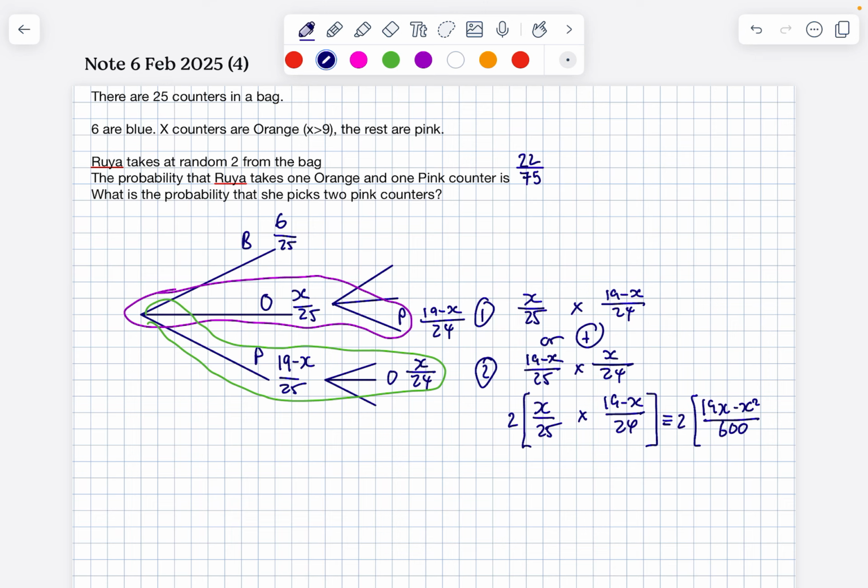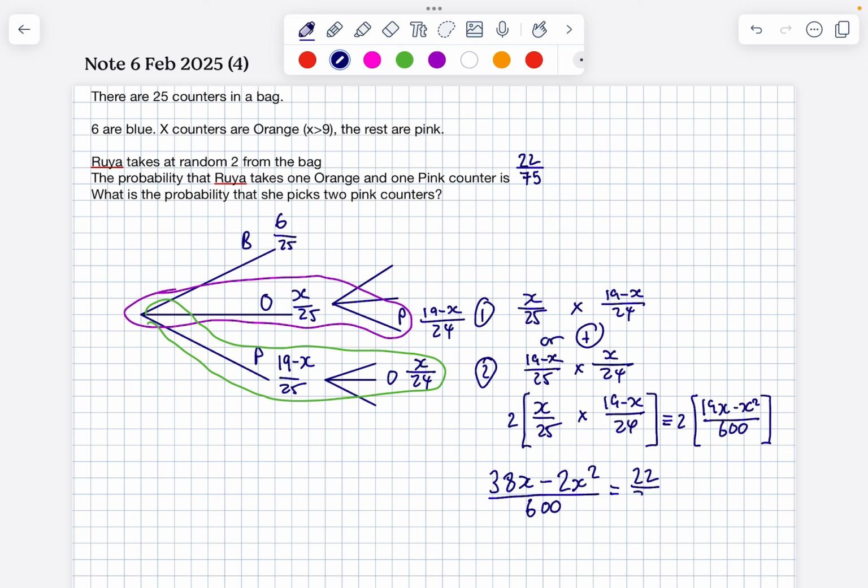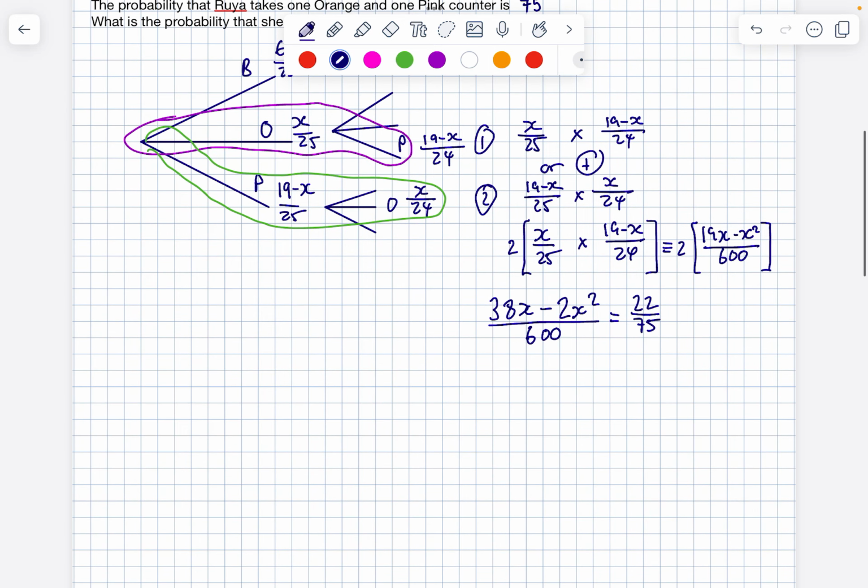And now I'm just going to multiply that by 2. So then I've got 38x minus 2x squared divided by 600. And remember, at the beginning of the question, we were told what the probability of this happening was. The probability of this is 22 over 75. So the whole point of doing this is to try and work out what X is, how many orange counters there are. So we're going to multiply through by 600 on both sides.